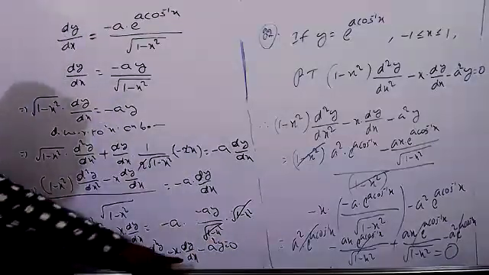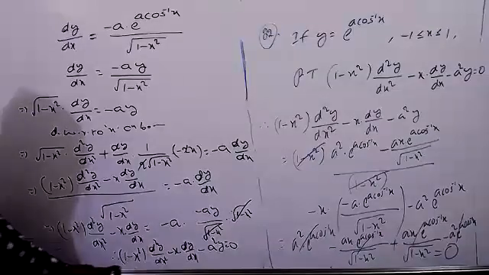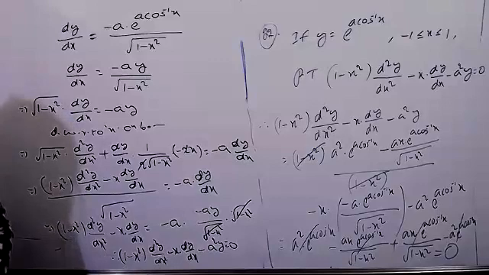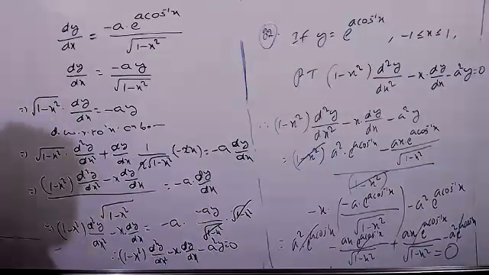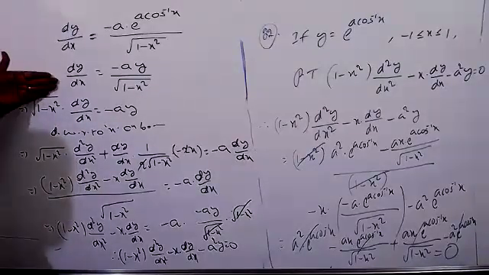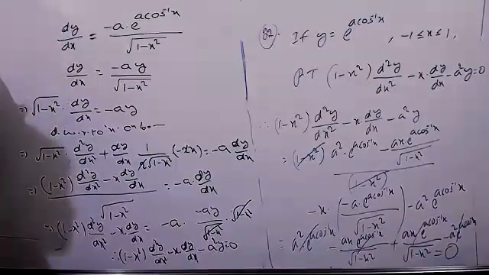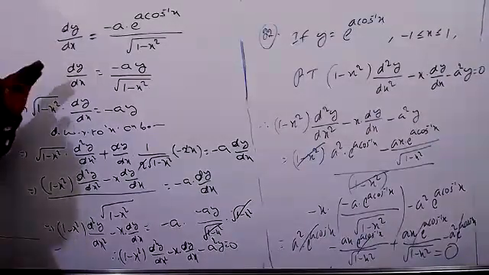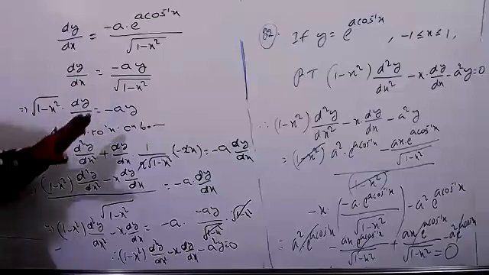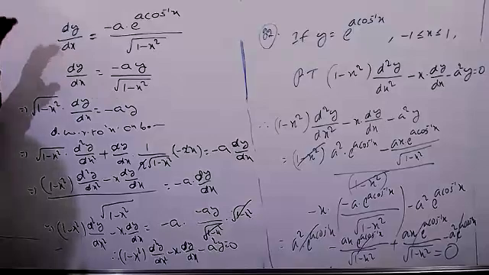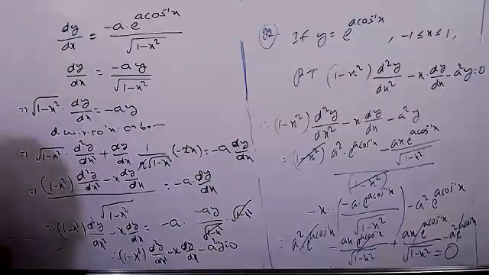We have to prove this, it's correct. Up to dy by dx, it will be the same. Later that is your choice. Either you can do the direct differentiation, or else you can take root of 1 minus x square to the LHS side and differentiate later. That is your choice only.